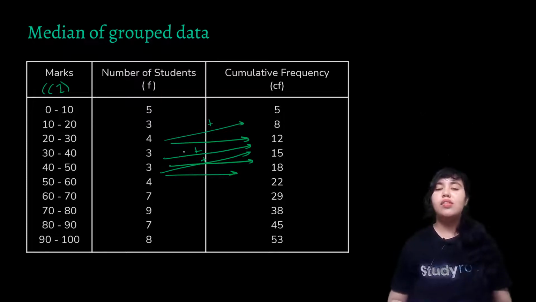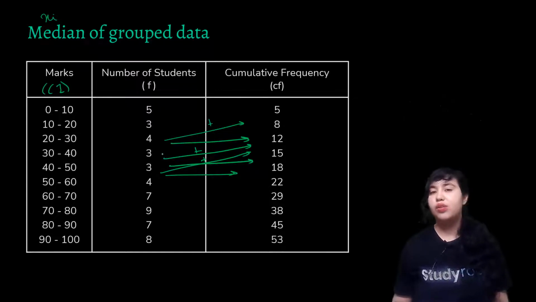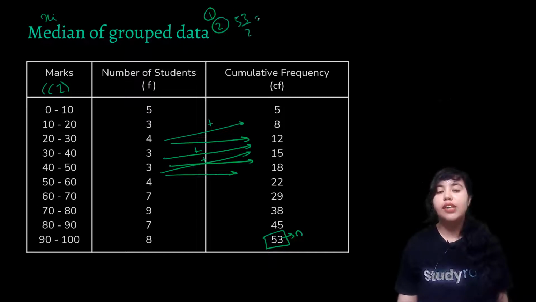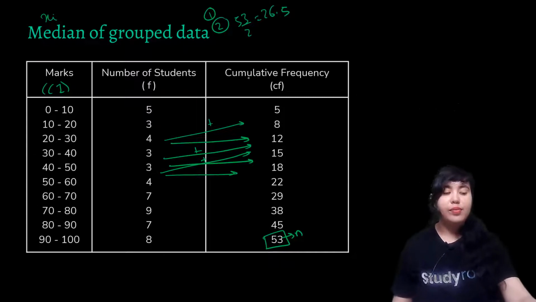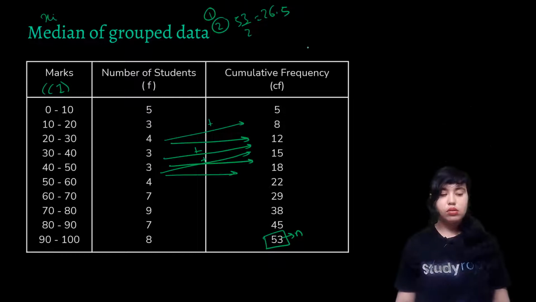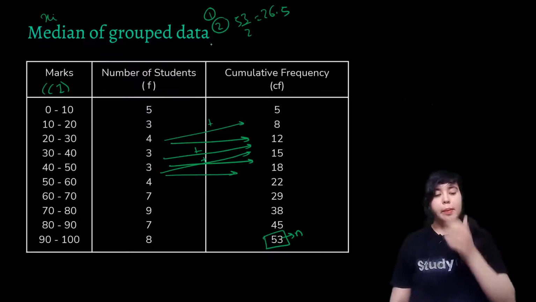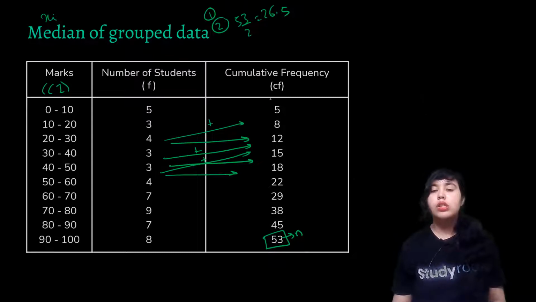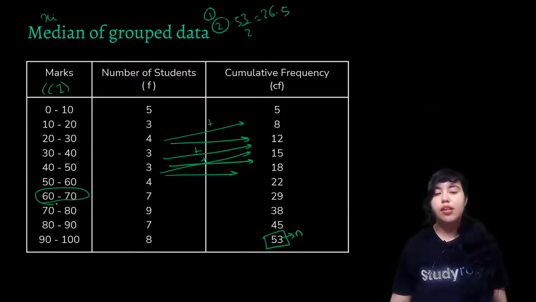Now if you notice, we've not been dealing with xi values so far. To calculate the median, you don't really require xi. So you look at the last value, which is 53, so n is equal to 53. We've obtained n. Then what is the second step? n by 2. So 53 by 2, that is 26.5. If you look carefully, your 26.5 will lie in this class, 60 to 70.